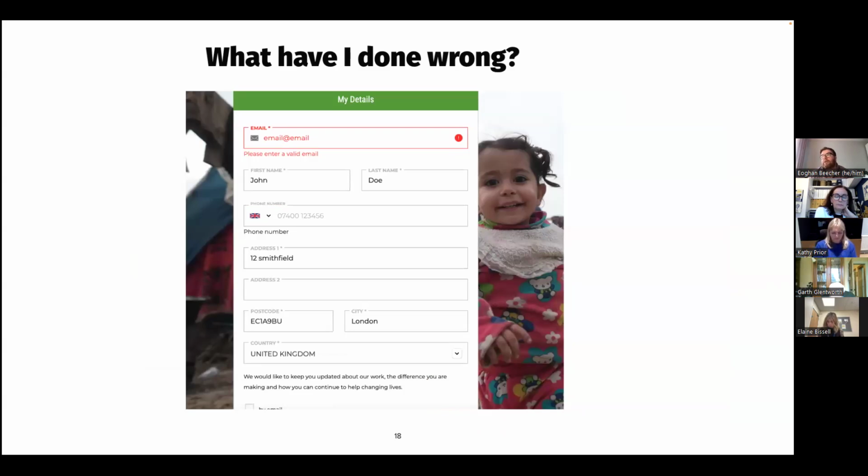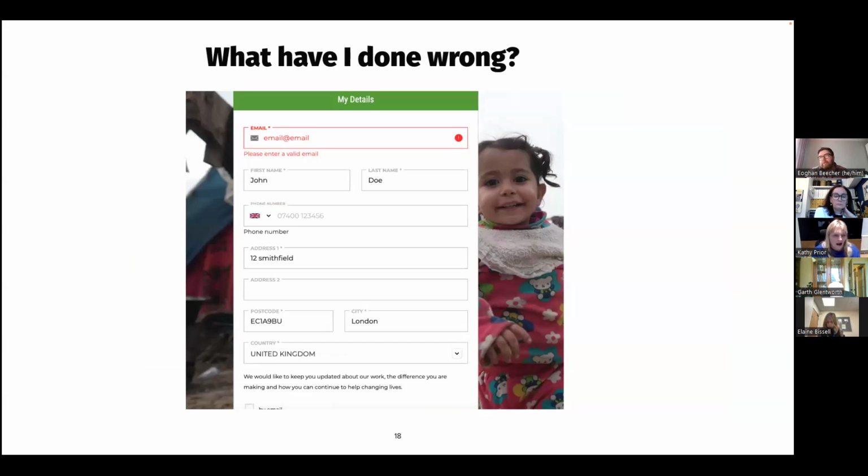And then, what have I done wrong? I challenge everybody here to go and spend a day navigating the internet and checking when they make mistakes on various different forms and seeing how easy it is to identify what's gone wrong. So here, somebody's put in an email address, but they've not put in .com or whatever at the end. And immediately they've given them a big red message saying, please enter a valid email. That's very clearly telling them what they need to rectify to continue.